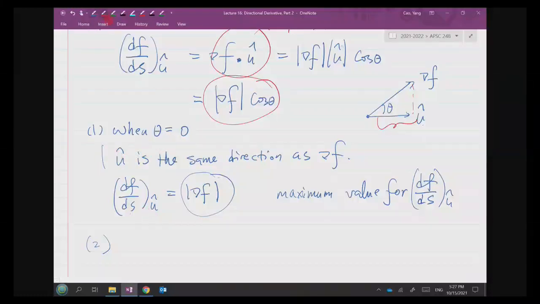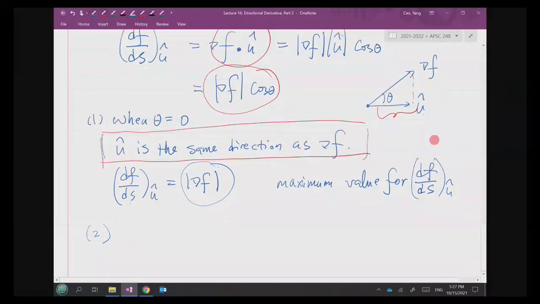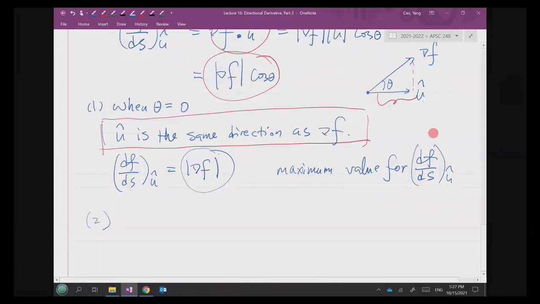Understand that this part is actually more important than just theta equals 0, because theta equals 0 doesn't necessarily translate to anything. But if you can translate theta equals 0 to mean that u hat is in the same direction as del f, then you have a better understanding of this. That's when theta equals 0.